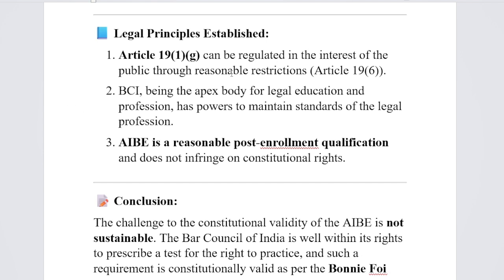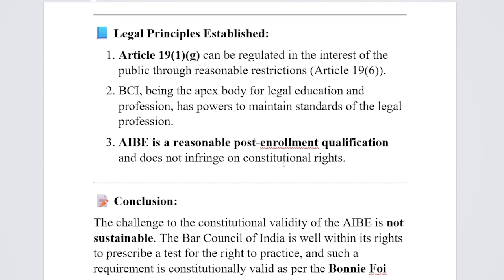The next one is that the BCI, that is the Bar Council of India, being the apex body for the legal education profession, has powers to maintain the standards of legal education. That means it can make the rules to uphold the standard and dignity of the advocate profession. From time to time, it can make the rules. That power has been given under the Advocates Act. And the AIBE is a reasonable post-enrollment qualification and does not infringe constitutional rights. This is the outcome of this aspect.